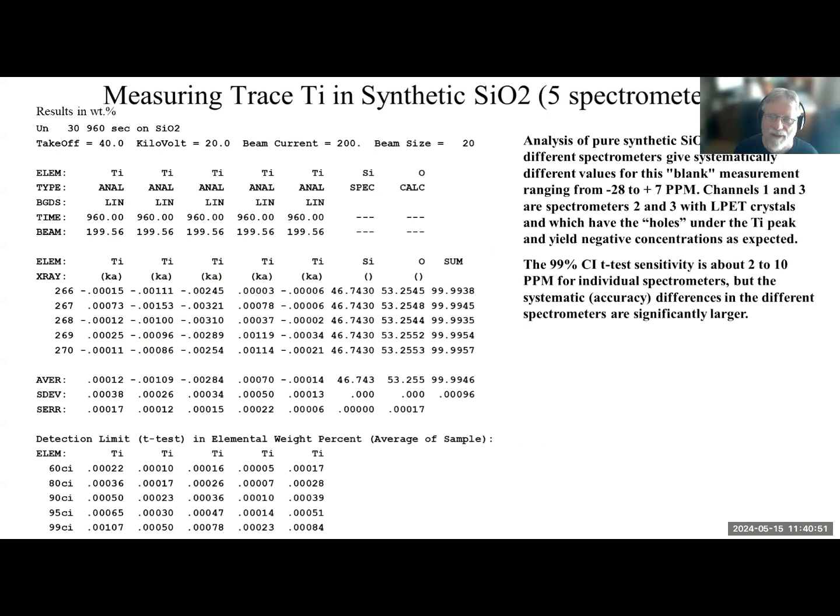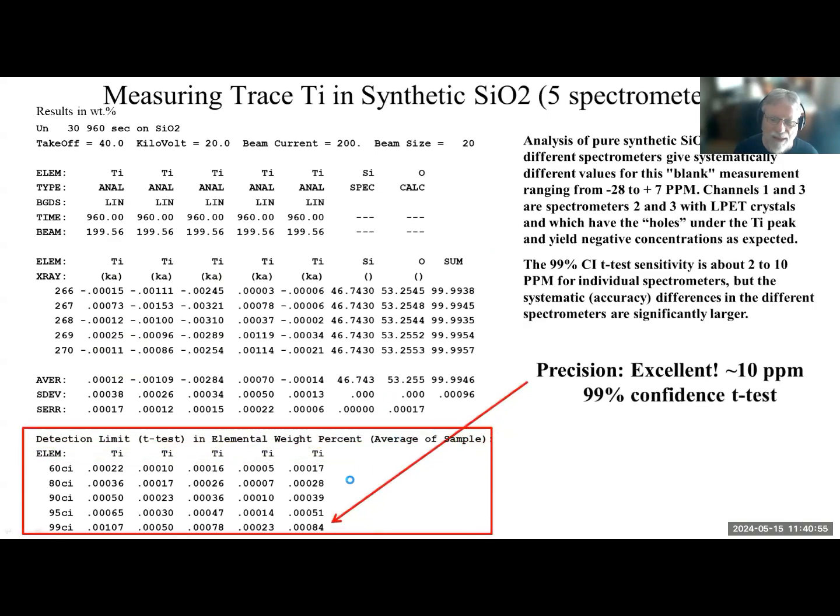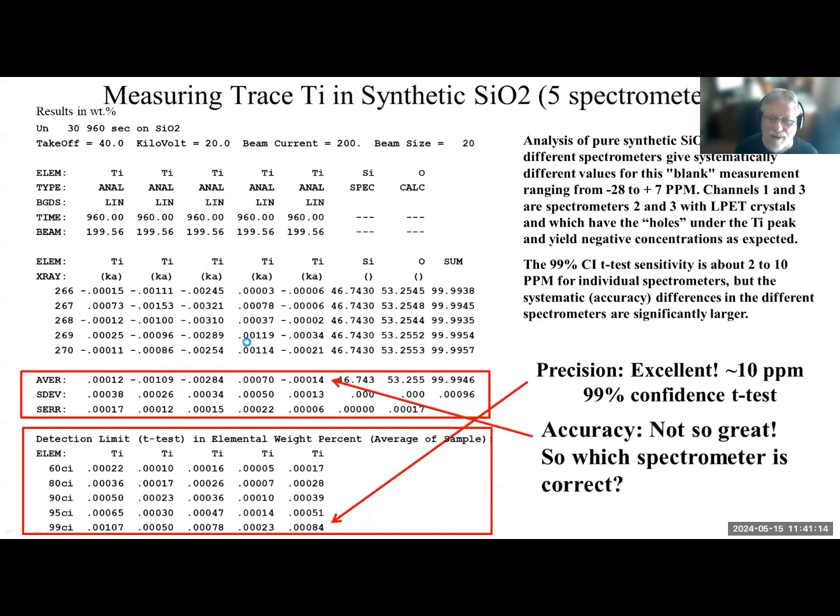So what we're going to do here, I'm going to blast through these because we don't want to take too much time. But you can see here that we're getting excellent precision. We're getting like this is a 10 ppm here, 5 ppm here, 7. These are really good sensitivities. But oh my God, what's going on here? These guys are very statistically different. This is 28 ppm negative. That was the one we saw before. So there's something going on here. Okay, which spectrometer is correct? Okay, we got to figure that out.